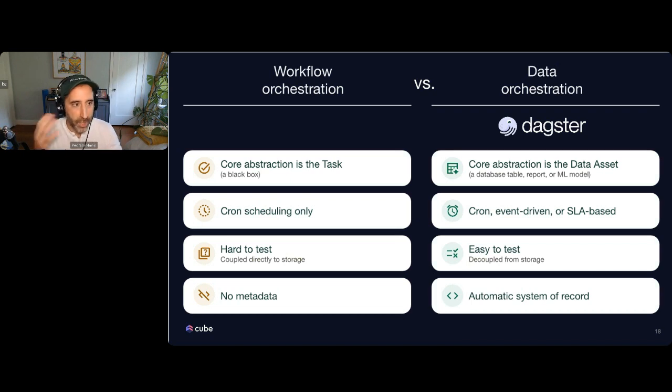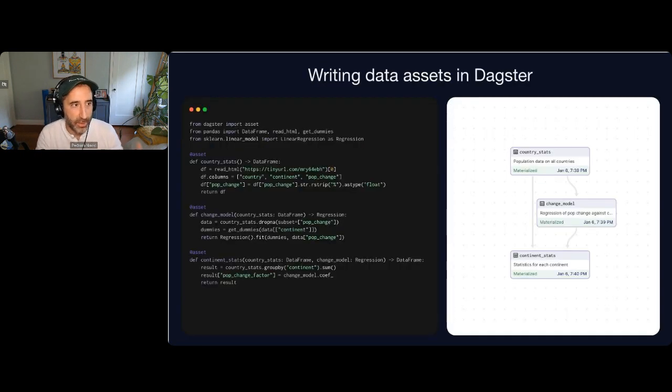And so I've talked a little bit at a high level around what an asset is, but let's take a look, quickly, at how you even write an asset. It's really not that different from what you're probably used to. An asset is just a wrapper around a function that produces the thing that you care about. And so here we have 3 assets: country stats, change model, and continent stats. Once we wrap those in the asset decorator in Python, in Dagster, we get representations of all these 3 assets, and we get the dependencies as well, and then we can materialize these things as needed.